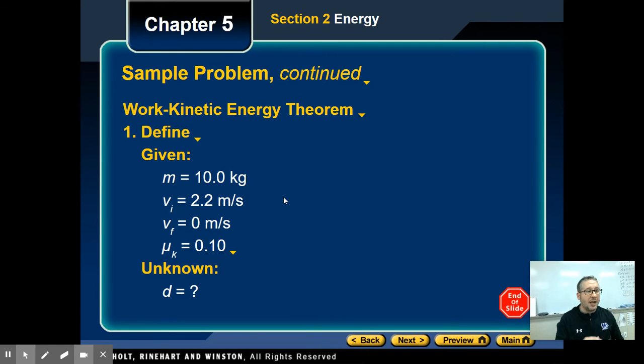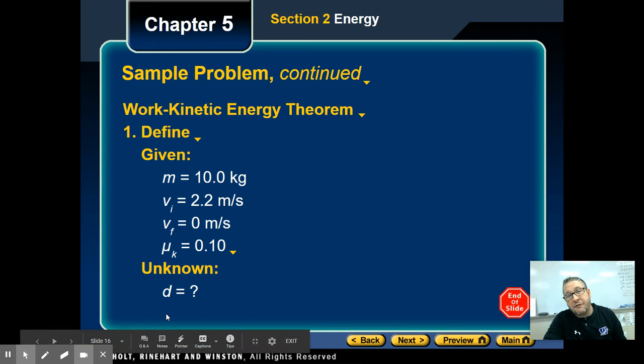All right. So again, here's everything that we know. Initial speed was 2.2 meters per second. The mass was 10 kilograms. The final speed was 0 because it came to a stop. Again, we're making that assumption. And the coefficient of kinetic friction is 0.10. We need to find out how far that sled actually traveled given those parameters.